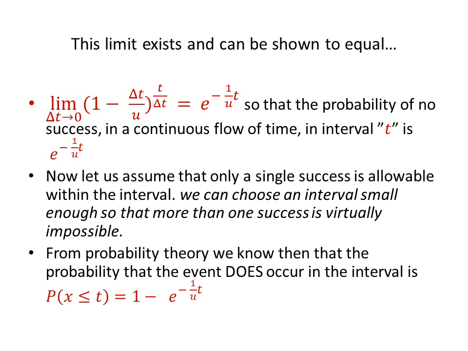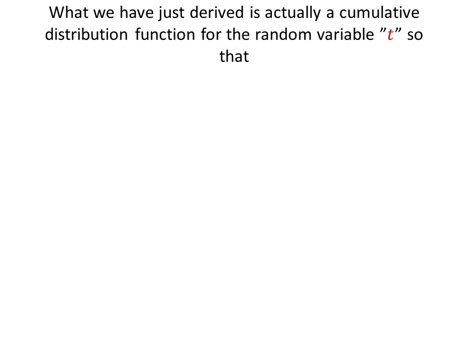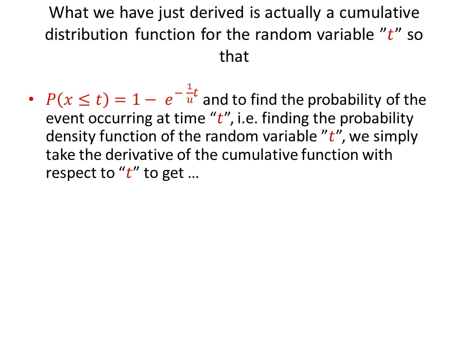This is very interesting. What we've just derived is actually a cumulative distribution function for the random variable t, so that the probability that some random variable x is less than or equal to t, in other words, that success occurs somewhere within the interval, is given by this expression here.